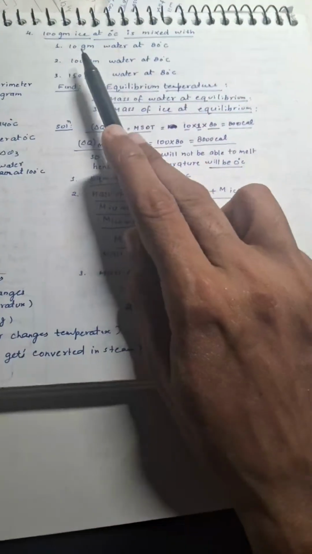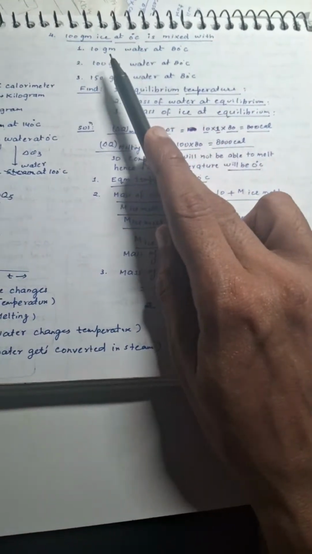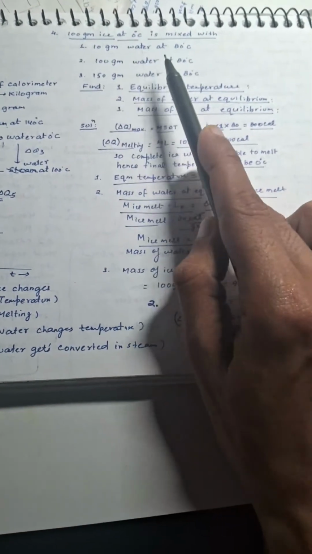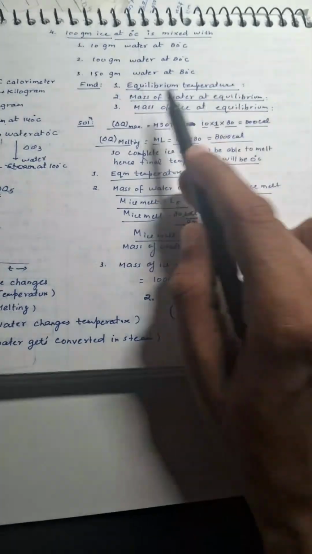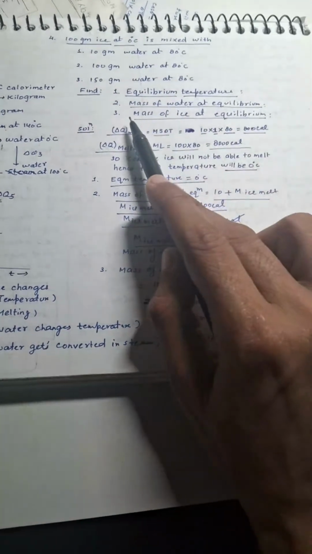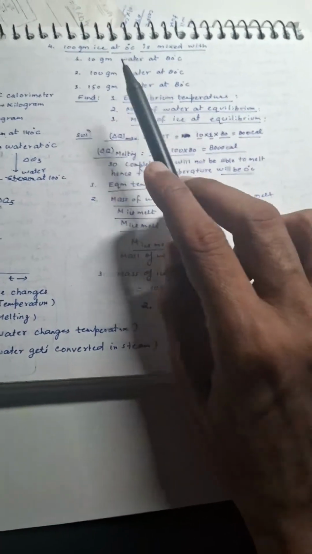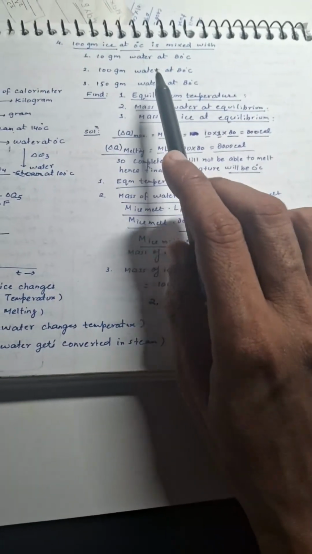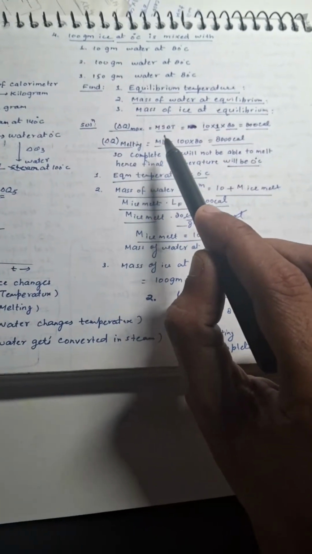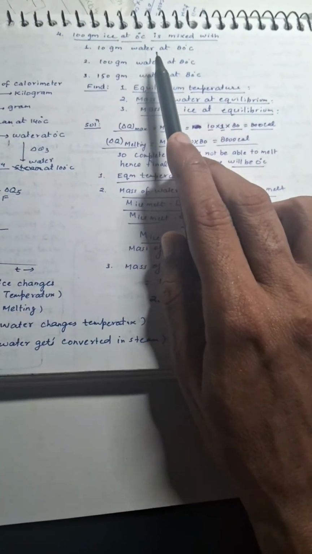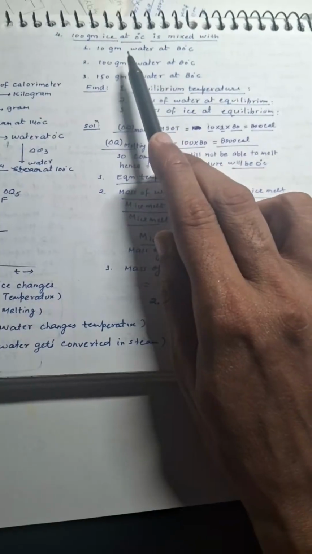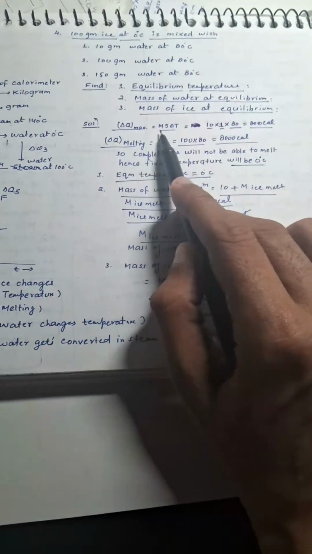So this we can analyze. Now there is a question that 100 gram ice at 0 is mixed with different masses of water, and we need to calculate the equilibrium temperature, mass of water at equilibrium and mass of ice at equilibrium. So let's begin with the solution. First of all, let's find out the maximum heat available from water. Obviously ice is at lower temperature, so water will provide heat to the ice. So let's calculate the maximum available heat.